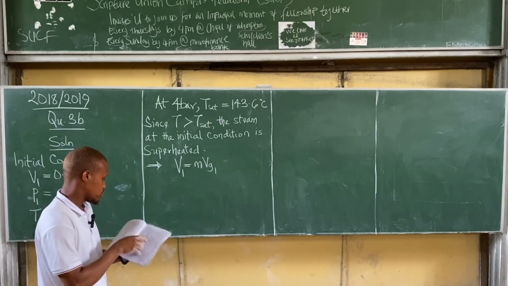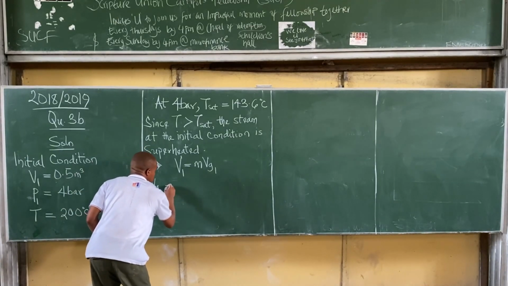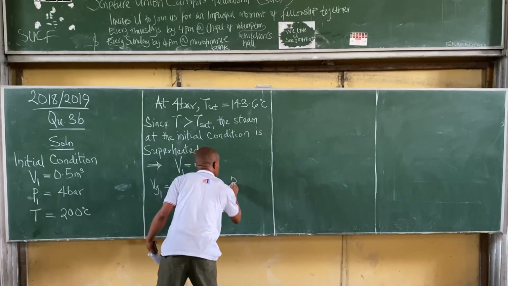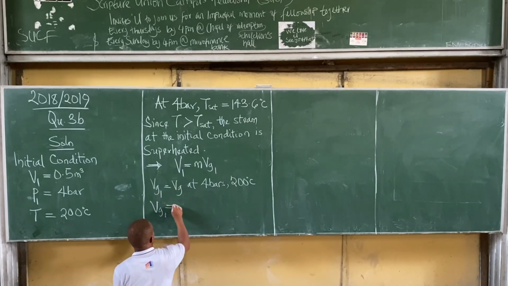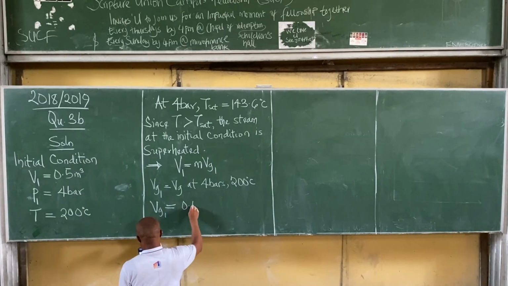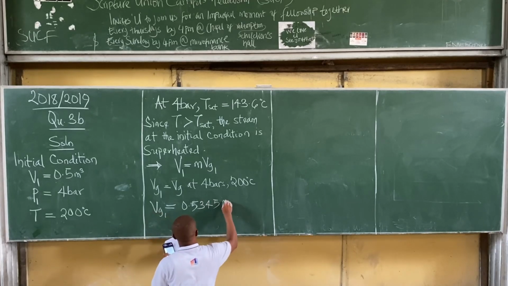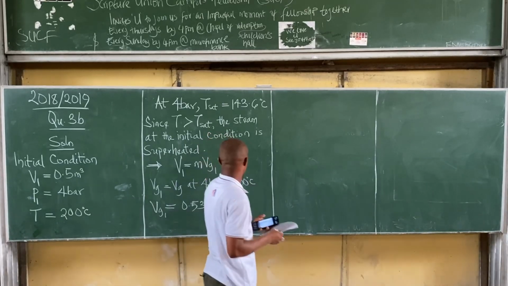Okay. Therefore, Vg1, which is same thing as saying Vg at 4 bars in a temperature of 200 degrees Celsius, from our superheated steam table, is equal to 0.5345 meter cube per kilogram, right? Okay, that is that.